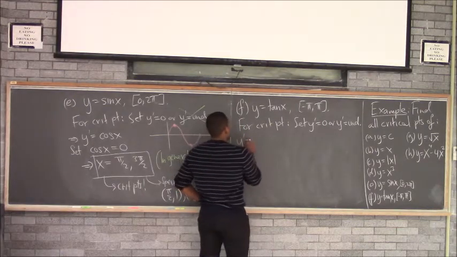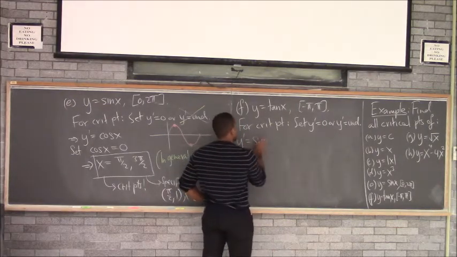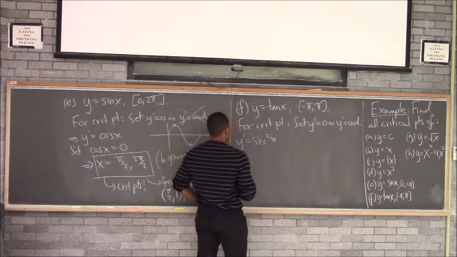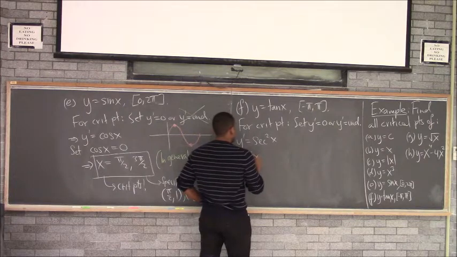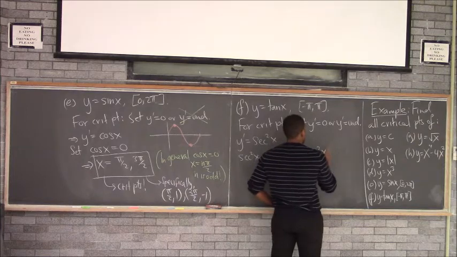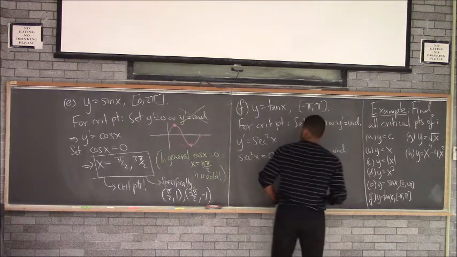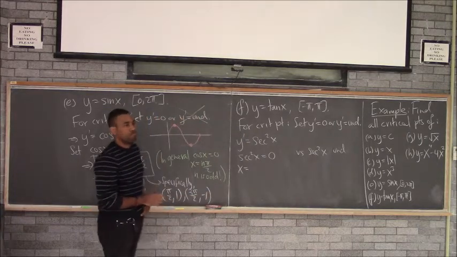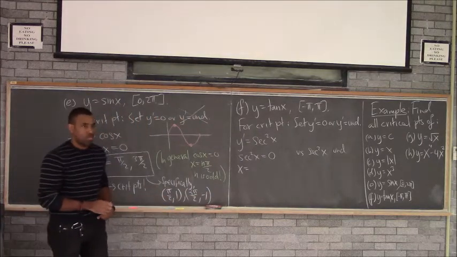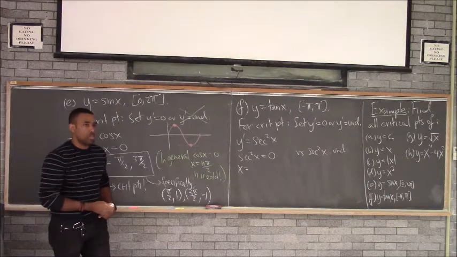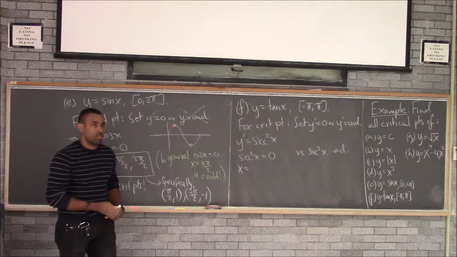What is y prime? Secant squared of x. Okay, so secant squared x equals 0 versus secant squared x undefined. What are the x values that make secant squared x 0? Okay, so what does that mean? None.